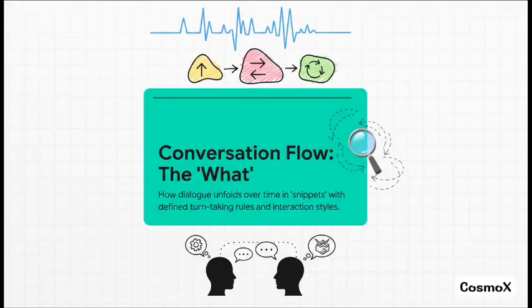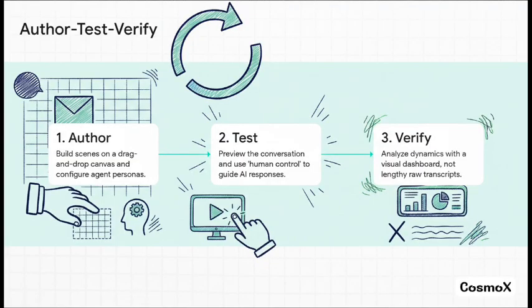And the actual process of creating is this really neat three-step loop: author, test, and verify. It's super intuitive. First, you author your scene with a simple drag-and-drop canvas. Then, you test it out in a live preview. Now, this is where it gets really cool.